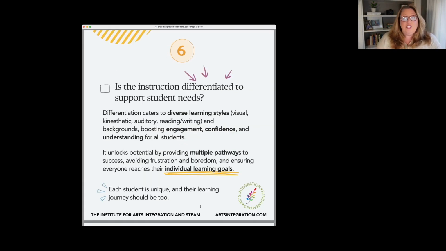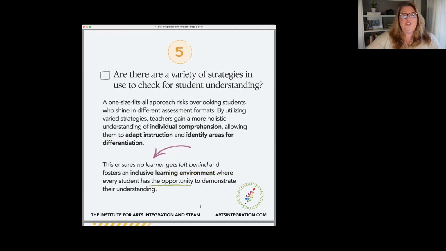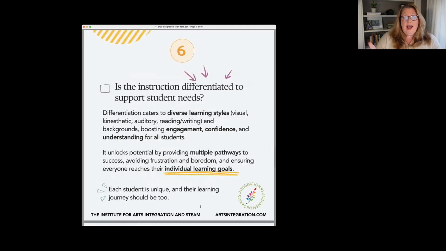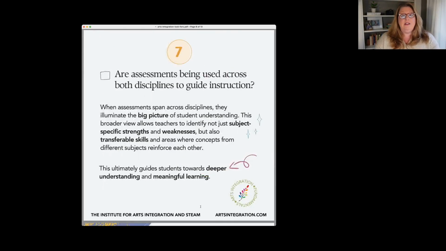Again, is the instruction differentiated to support student needs? So that's different than number 5. Strategies are looking for checking for student understanding. So that's around assessment. Number 5 is around assessment, and number 6 is around looking for instruction being differentiated. Those are 2 different things. Okay. So we're looking at assessment in number 5 and instruction in number 6. Number 7, go back to assessments.